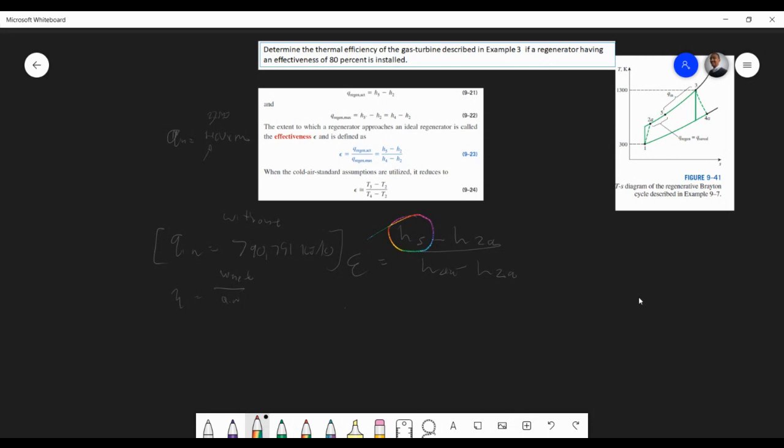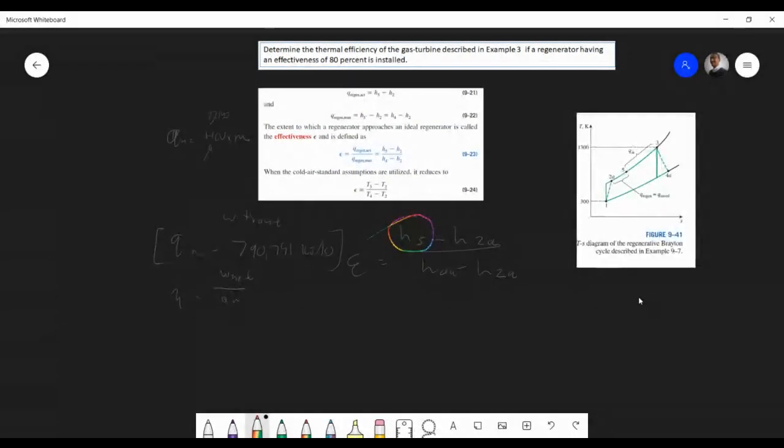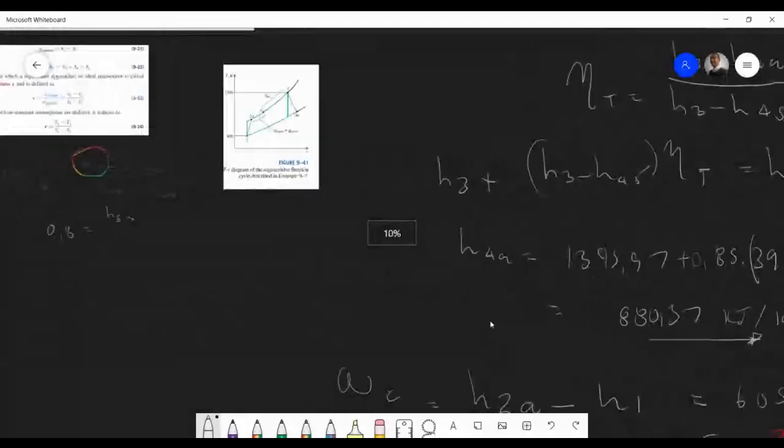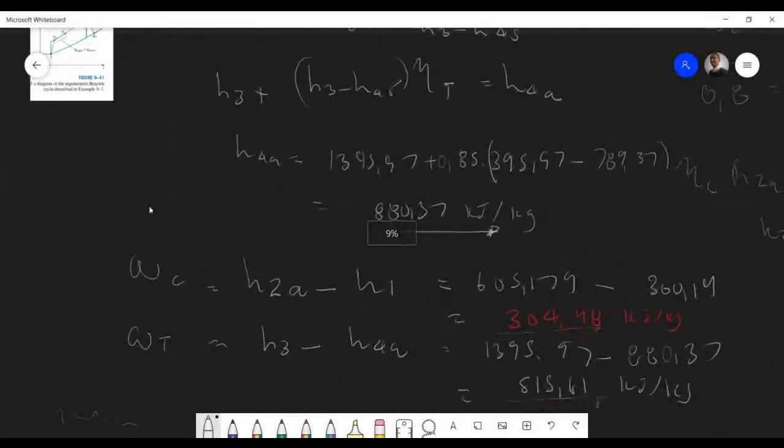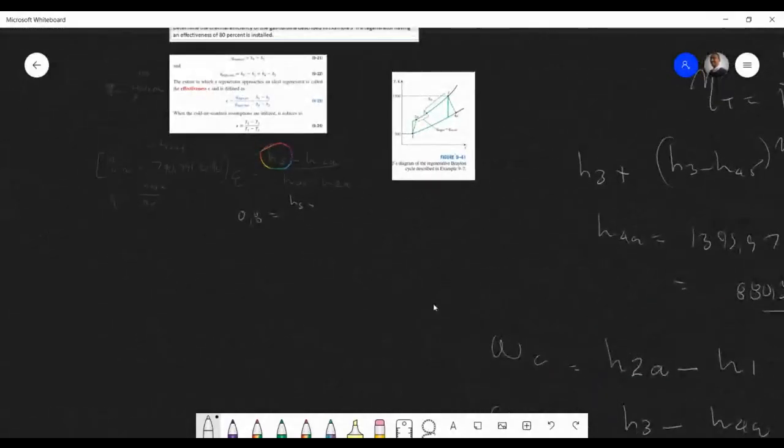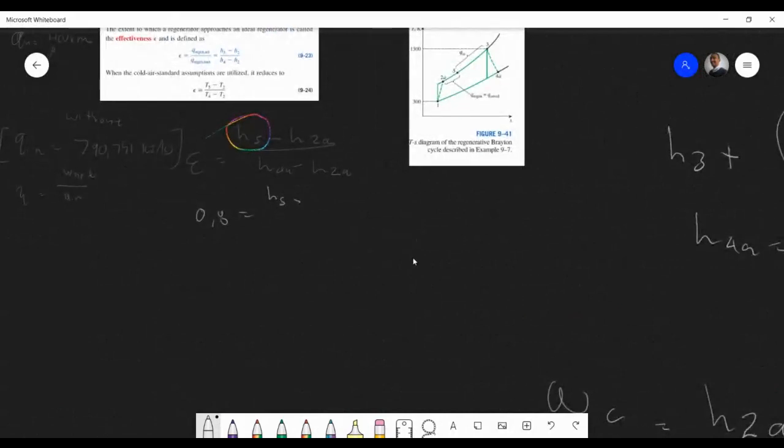Okay, so I'll just populate this in the meantime. So 0.8, H5. What is my H2 value? H2A, obviously. 605 point something. I think it's 179.